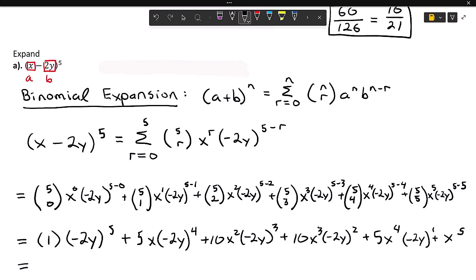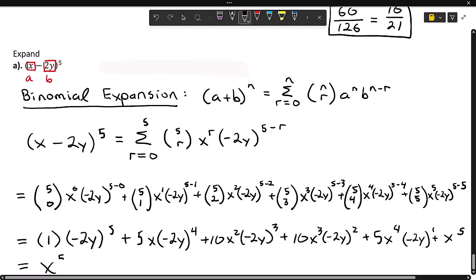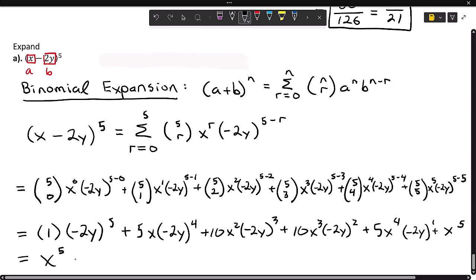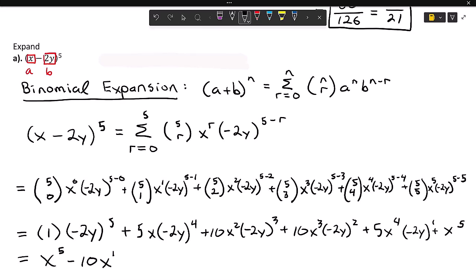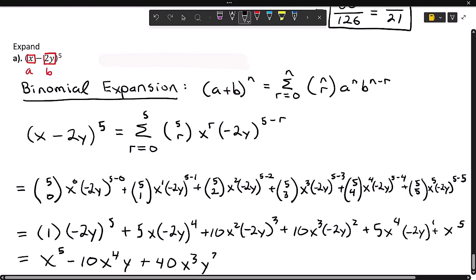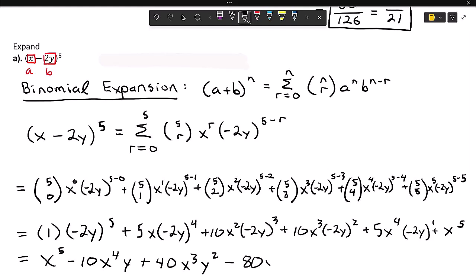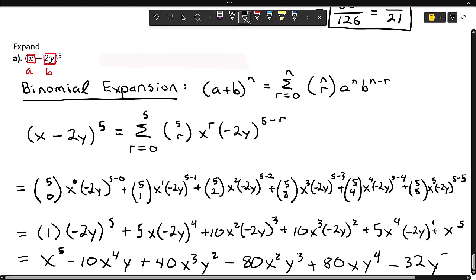If we go ahead and raise things to the power, and then rearrange it with x to the fifth in front, let's write it as x to the fifth minus 10 x to the 4 y plus 40 x to the third y to the second minus 80 x squared y to the third plus 80 x y to the fourth minus 32 y to the fifth.